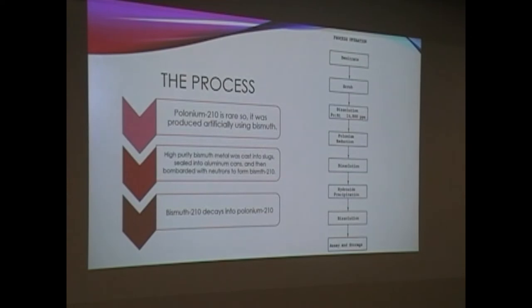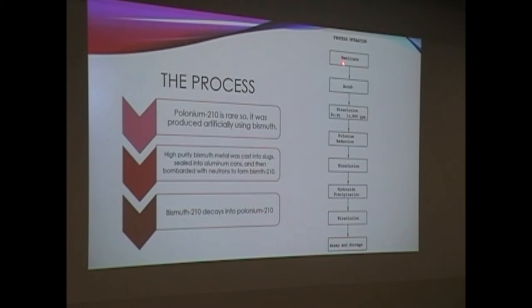Now the process of getting all that polonium that's needed is that because it's so rare, it had to be produced artificially with bismuth, as I mentioned a few minutes ago. And what the process was to take high purity bismuth metal into slugs, seal them in can, and then put them into a reactor with neutron to form the bismuth 210, and then as it decays in polonium. Now that you've irradiated for a period of time, you made polonium, you then have to do the process of extracting it chemically, because there's a very small amount of polonium in a lot of bismuth.